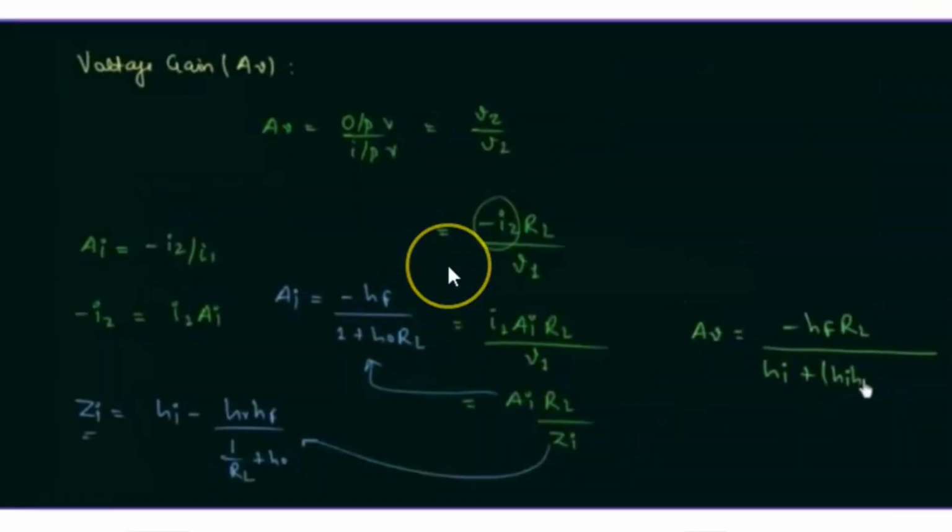अब हम लोग बात करते हैं हमारे सेकंड पैरामीटर की which is voltage gain. So that is going to be equal to output voltage by input voltage. And we know that in a circuit the output voltage is V2 and the input voltage is V1. अब यहाँ पे हम लोग फर्स्ट ऑफ ऑल V2 की वैल्यू को पुट कर देंगे which is equal to minus I2 RL by V1. Now we know that current gain is equal to minus I2 by I1. तो यहाँ से हम लोग minus I2 की वैल्यू निकाल सकते हैं which is equal to I1 times AI.